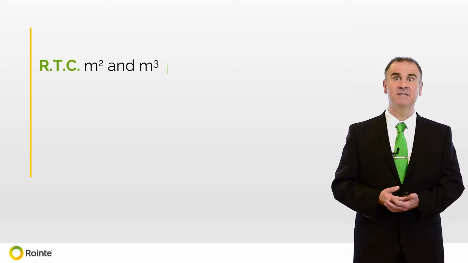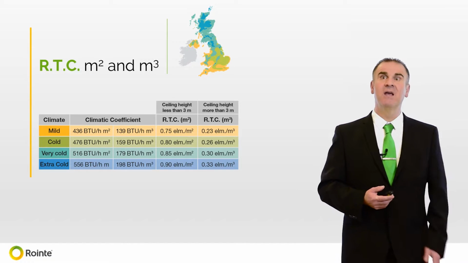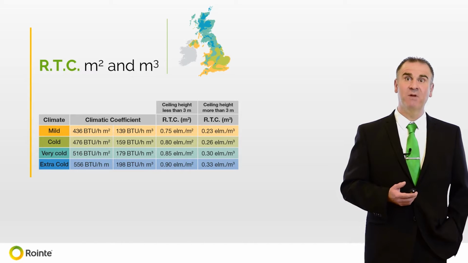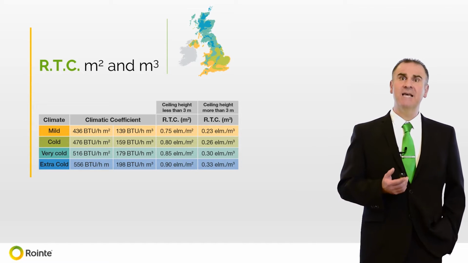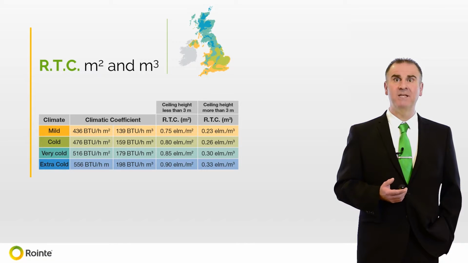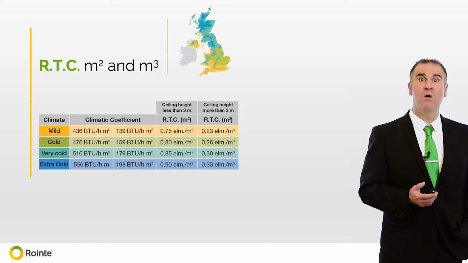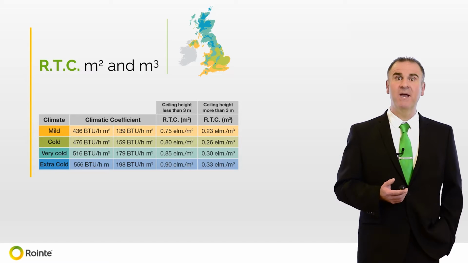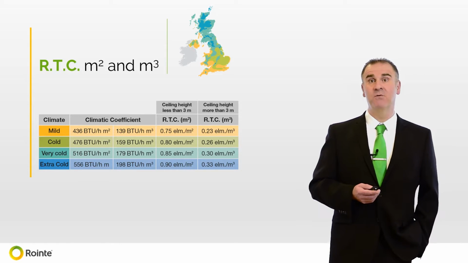To calculate the necessary radiators required, we must also establish the height of the ceiling. If the ceiling is less than 3 meters high, we can use the meters squared coefficient, and if the ceiling height is above 3 meters, we must use the meters cubed calculation. In this table, we show not only the climatic coefficient for each zone, but most importantly, the Rointe thermal coefficient for meters squared and meters cubed. With this information, we can calculate the number of Rointe elements required to heat a room.